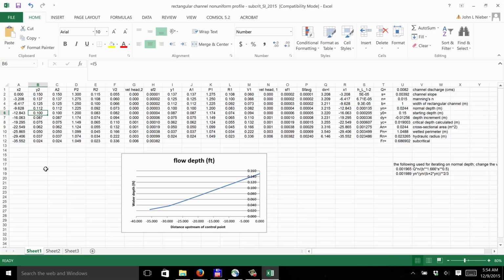So there is some difference between what we got before and what we get this time, but the differences are fairly small. But modifying this Manning's n is one way in which we are able to adjust our calculated values so that we can get a better fit to the observed water depths.